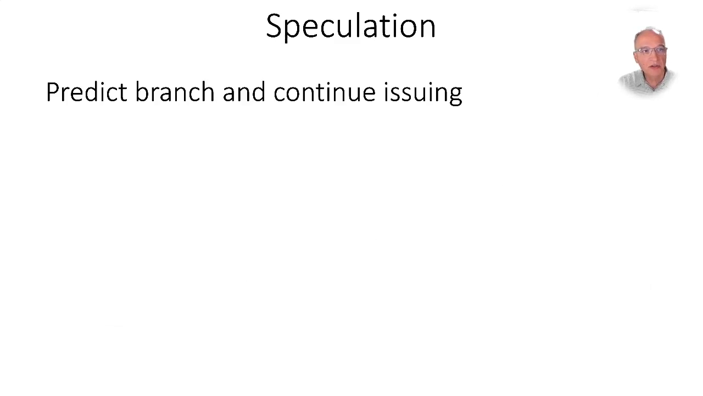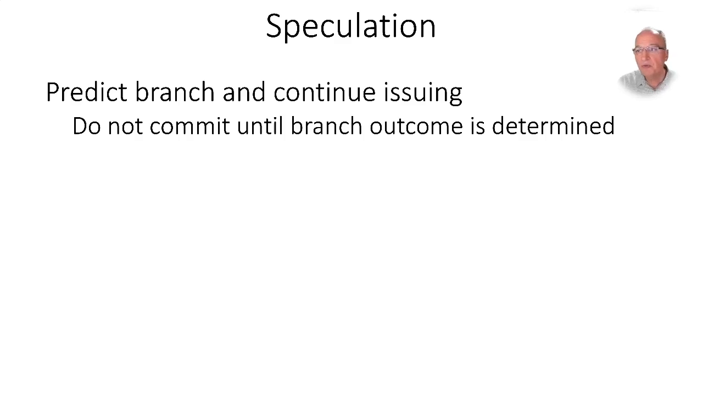For speculation, we predict the value of a branch and continue executing, but we do not commit the results until the branch outcome is known. So even though I fetch the instruction and put it in front of the reservation stations, if the operands are available, I issue the instruction, execute it, and obtain the result. I do not write the value into the registers until I know that the instruction should have been executed.